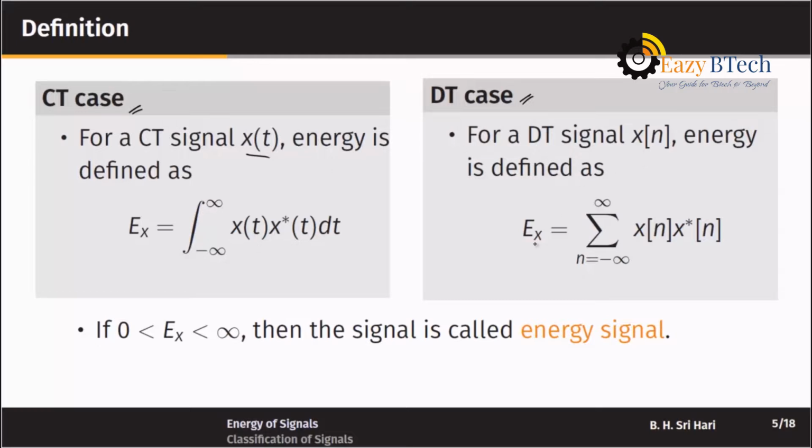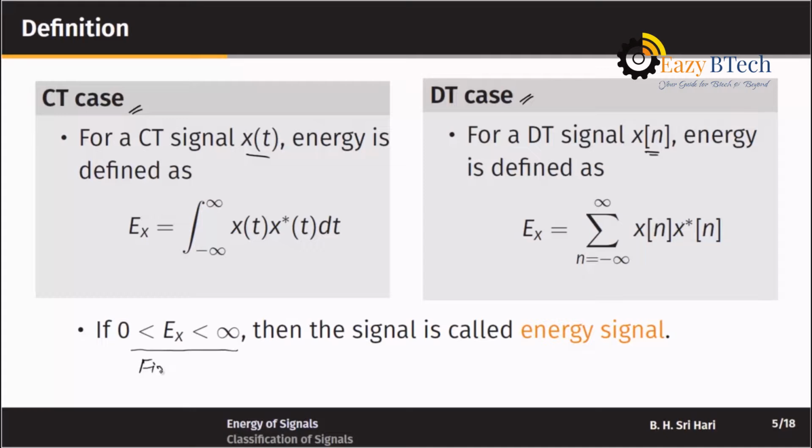For a signal x of n, energy is defined as Ex equal to the summation from n equal to minus infinity to infinity of x of n times the conjugate of x of n. Again, we assume that in general x of n can be complex. But if the energy of the signal is finite, mathematically we represent it as 0 less than Ex less than infinity.